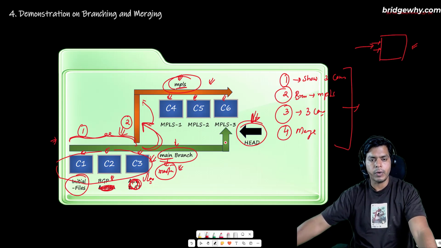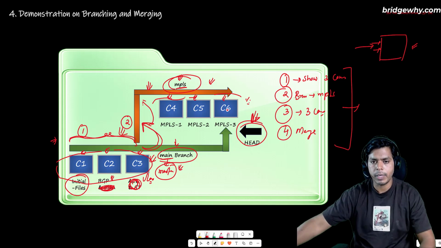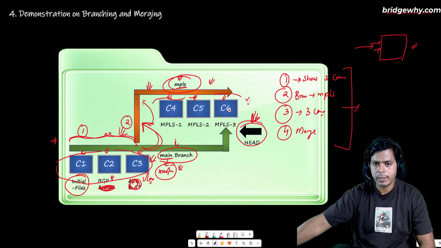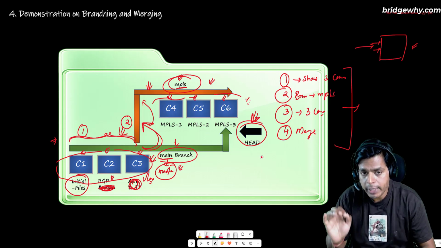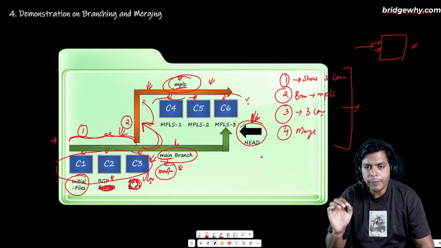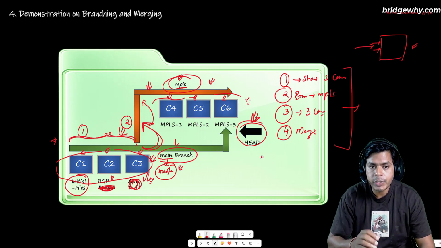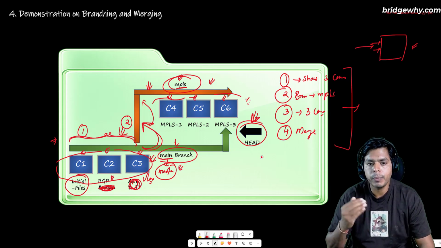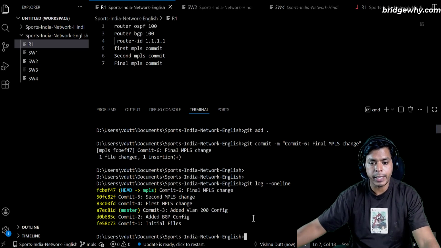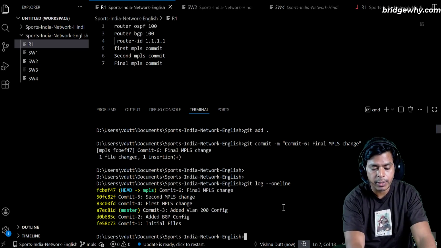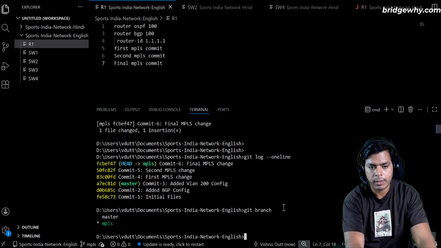So what I have done till now: I am in the MPLS branch right now. I have made these 3 commits, right? Now the time is to merge C6 or this MPLS with this. The important thing in merging is you have to be in the branch into which you want to merge. I want to merge MPLS into the main branch, right? So I need to be in the main branch first. In which branch am I right now? I am in the MPLS branch. So let's move.